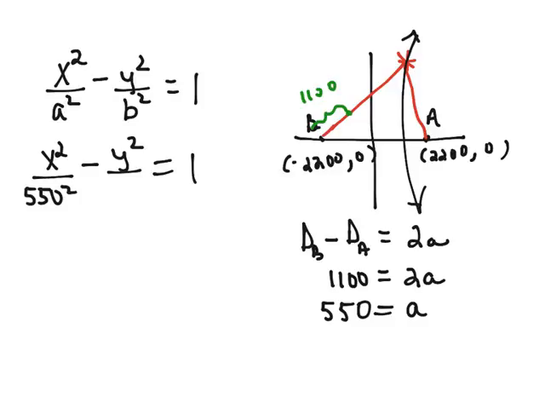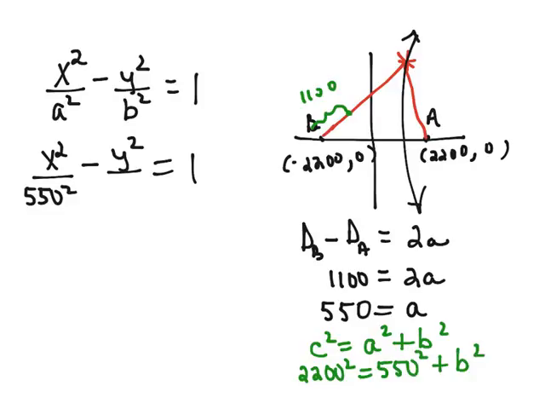So to find what our b squared is going to be, we can go back and look at our foci. We know that our foci have the equation c squared equals a squared plus b squared. So c squared would be 2,200 squared, and a squared is 550 squared. And so we can solve for b squared.